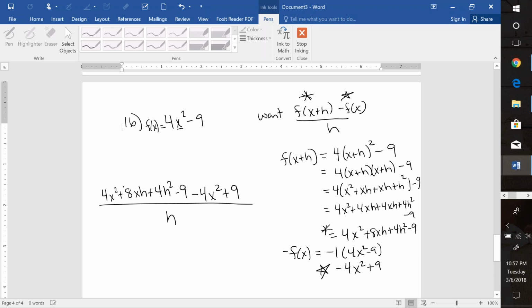If you've done this correctly, you should have some cancellations. 4x squared and -4x squared add to 0. -9 and +9 add to 0. That leaves me with 8xh plus 4h squared all over h. Notice everything has an h, so you can divide an h out of everything, and that gives you no more denominator because you divided the h out. So it's just 8x plus 4h, and that's it. There's nothing else you can do. They're not like terms.